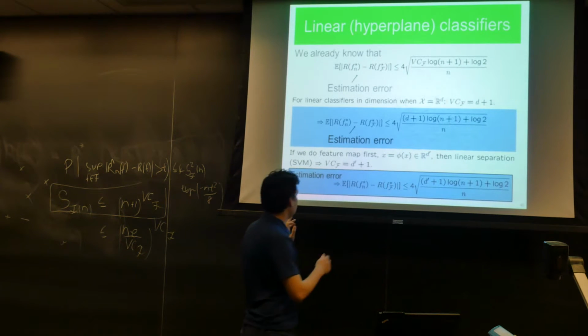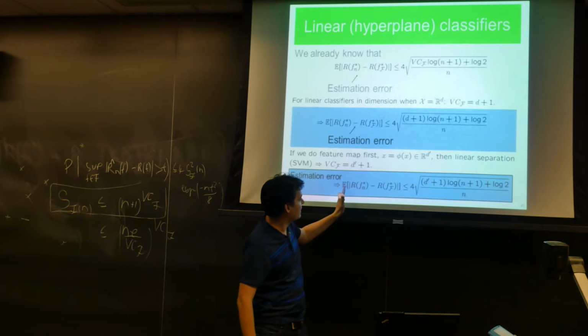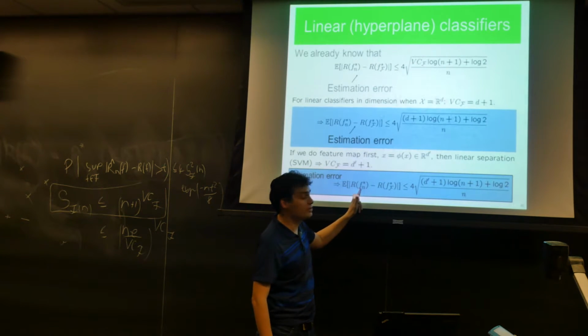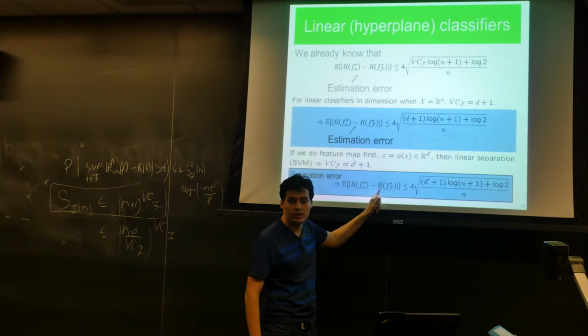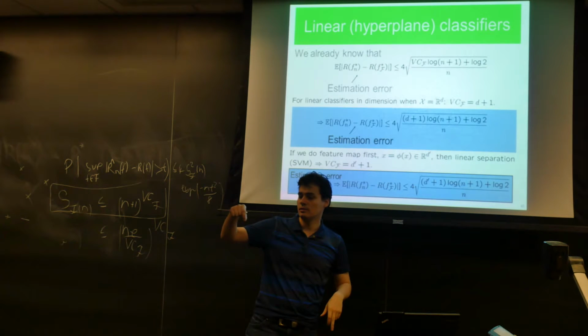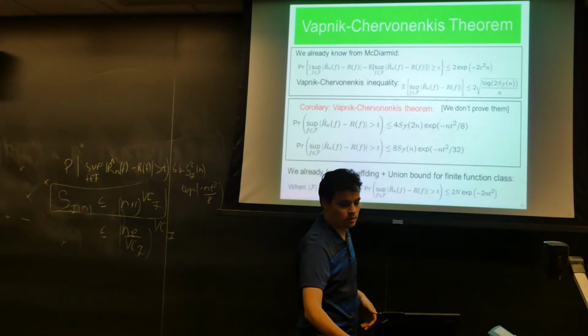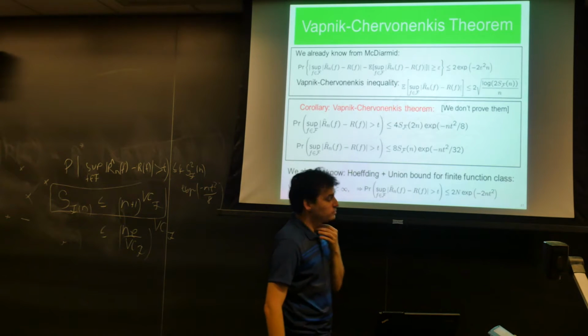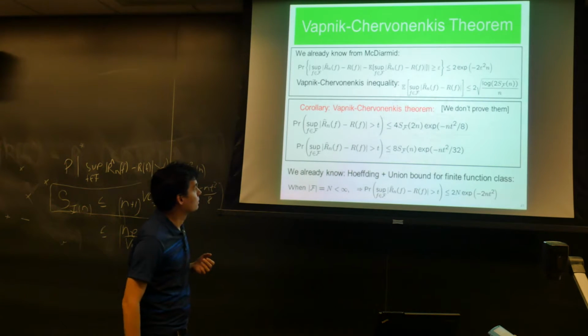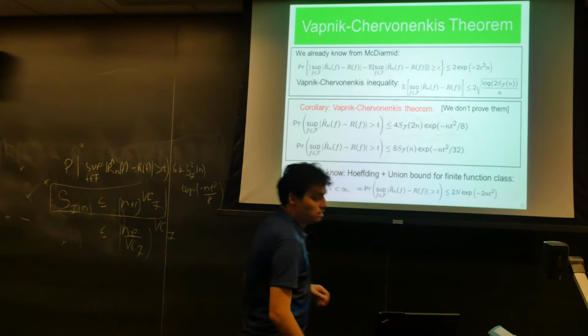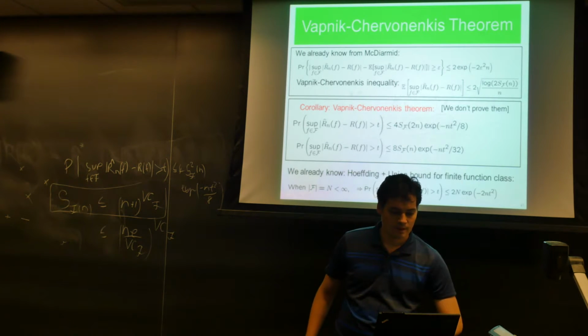Okay. And again, this is a theorem on the expectation of the true risk of your empirical risk minimizer classifier minus the true risk of the best possible classifier achievable in your function class F. All right. So we bounded this expectation.